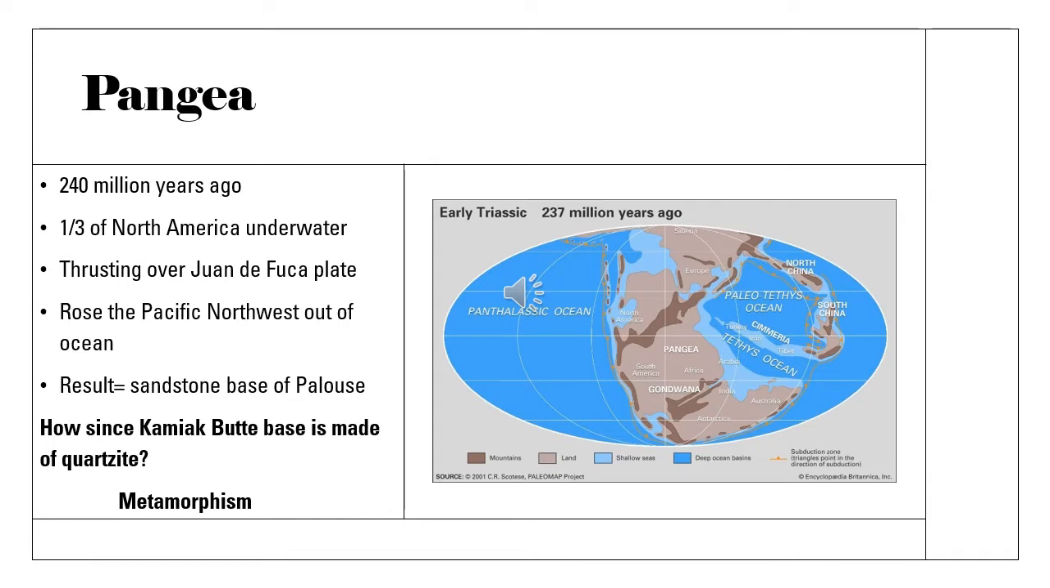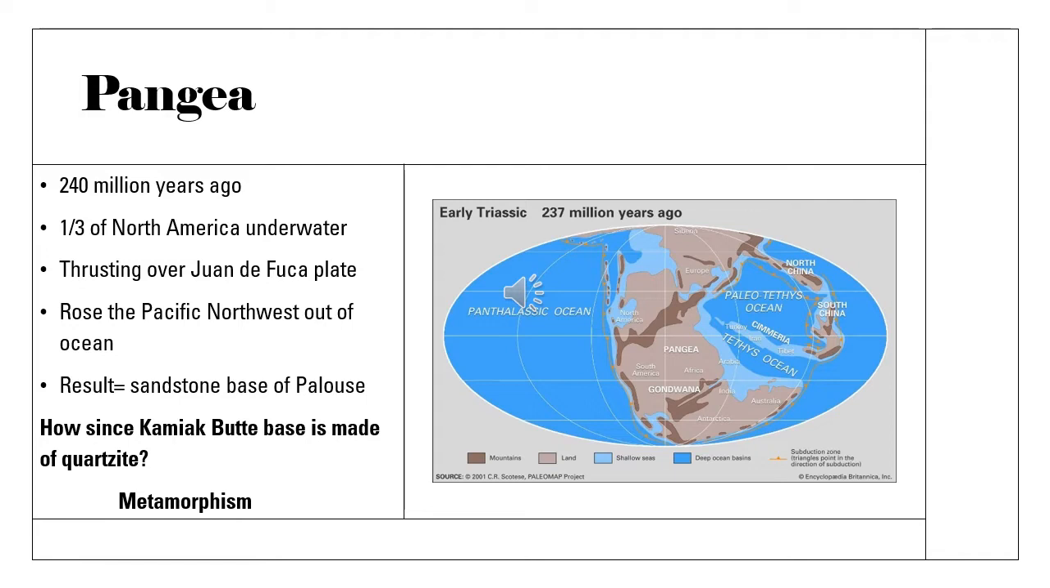Pangea plays a huge part in setting the foundation for Kamiak Butte. Around 240 million years ago, during Pangea, a third of North America was underwater, including all of the Pacific Northwest. Once North America broke apart from Europe and became independent around 80 million years ago, it started thrusting itself over the Juan de Fuca plate. This process is what rose the Pacific Northwest out of the ocean.